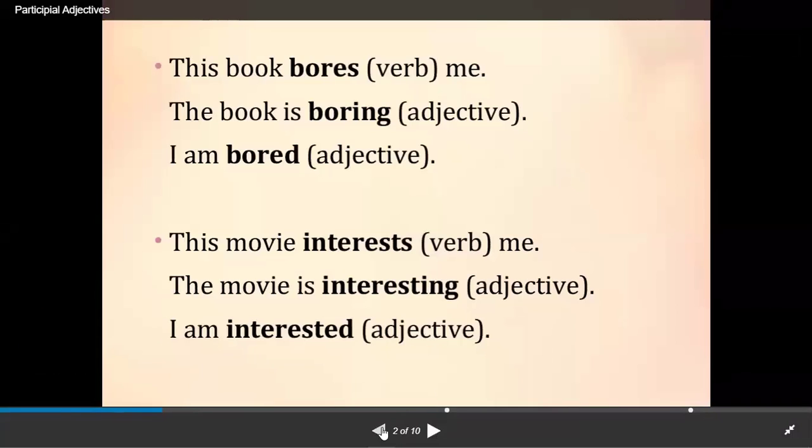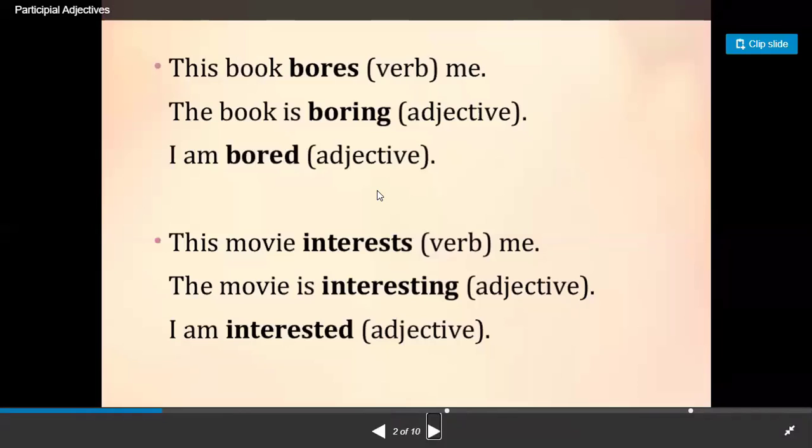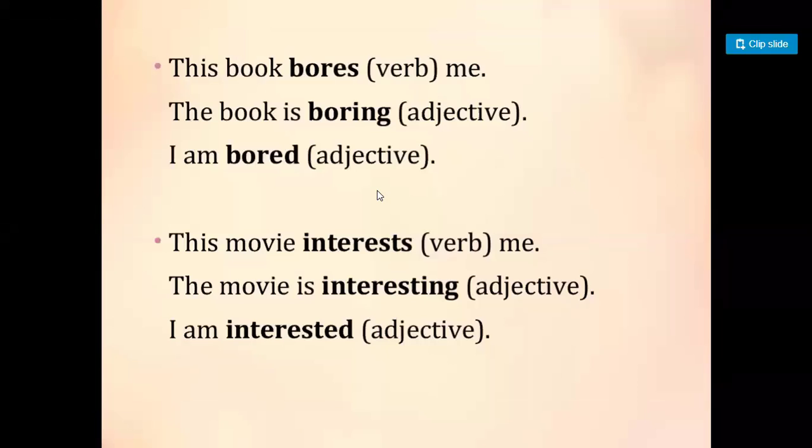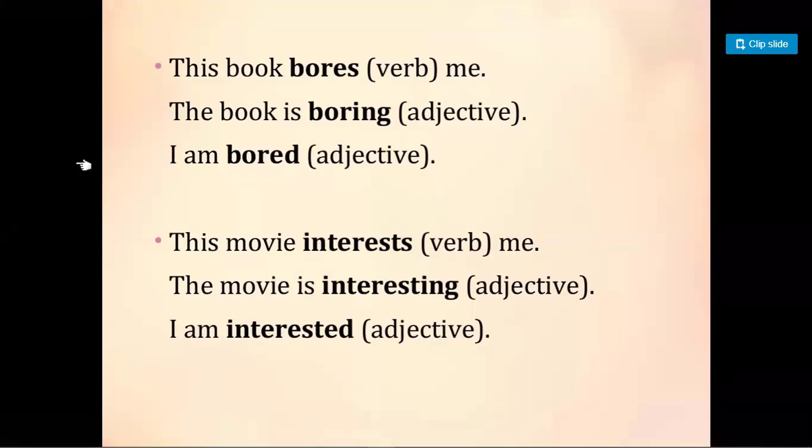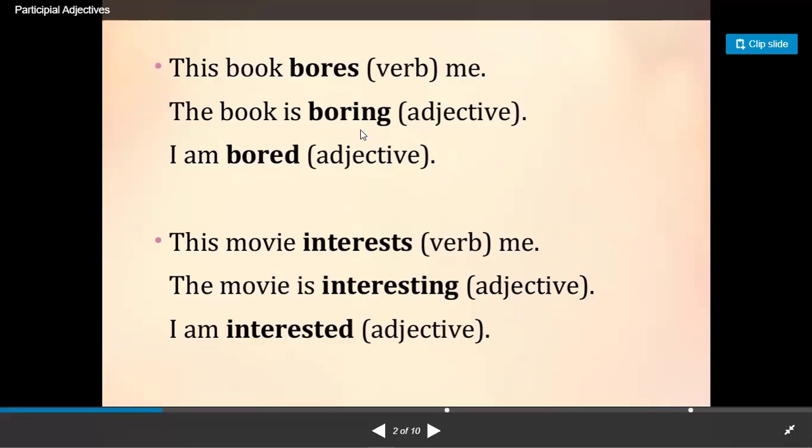Now for example, here is the sentence, this book bores me. Bore is a verb here. And when I say the book is boring, now this becomes an adjective. It is not present continuous tense, because you know that in present continuous tense you use the to be verb, am, is, are, plus the verb in its ing form. Here the word boring is an adjective. It's not a verb here.